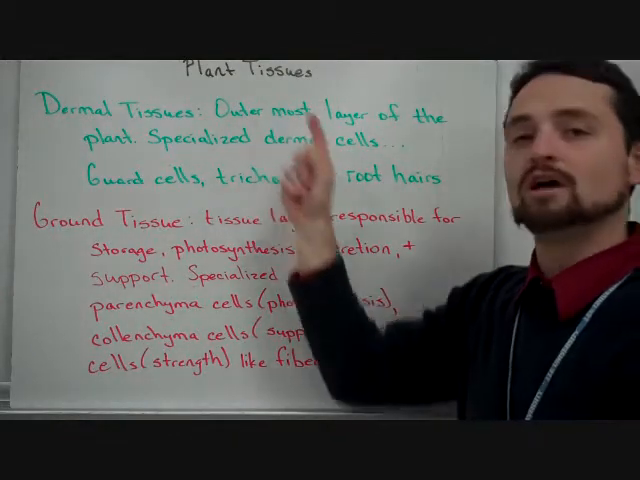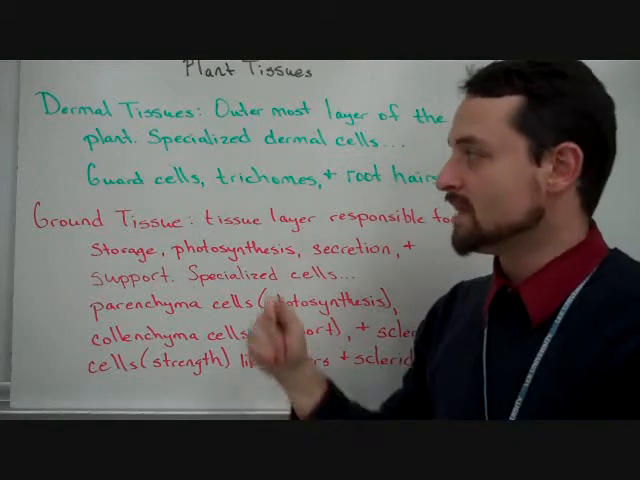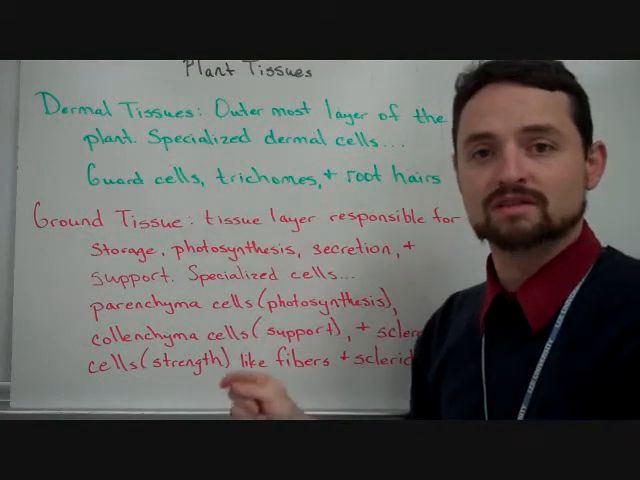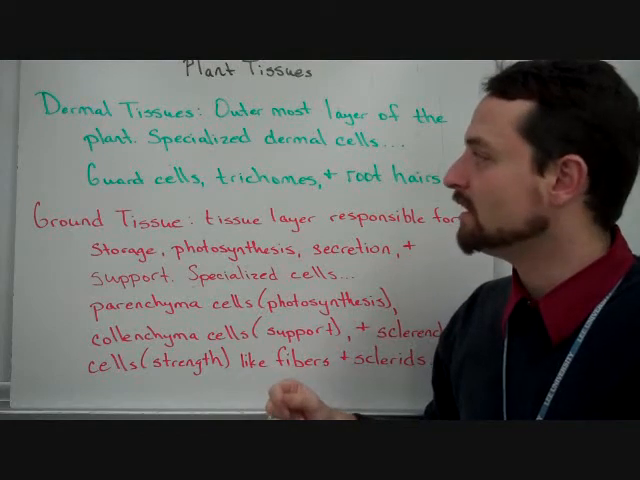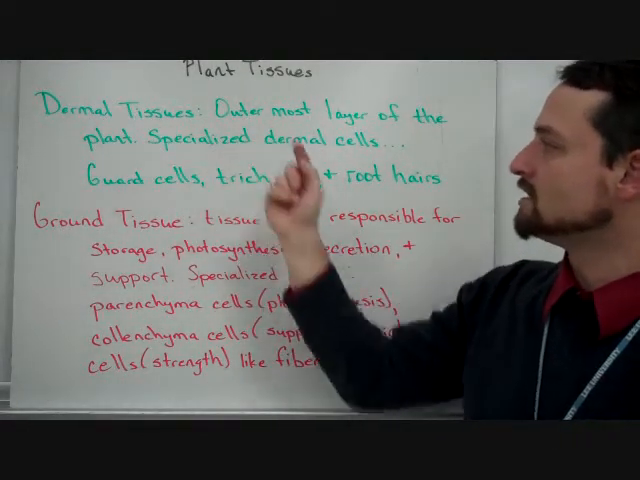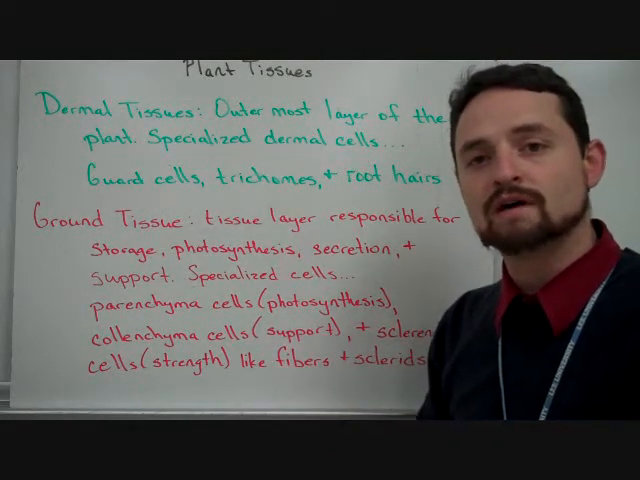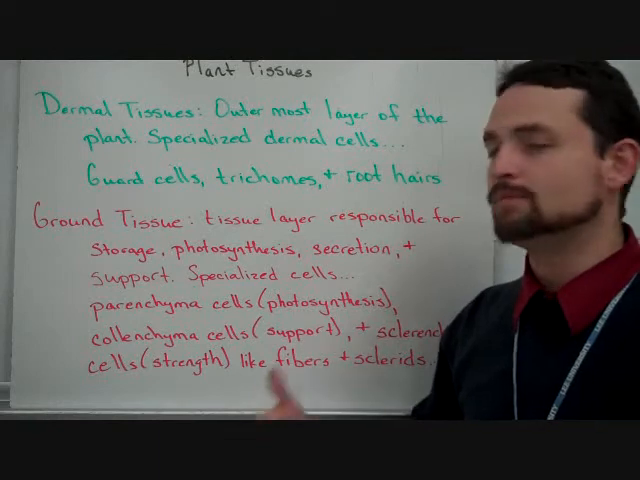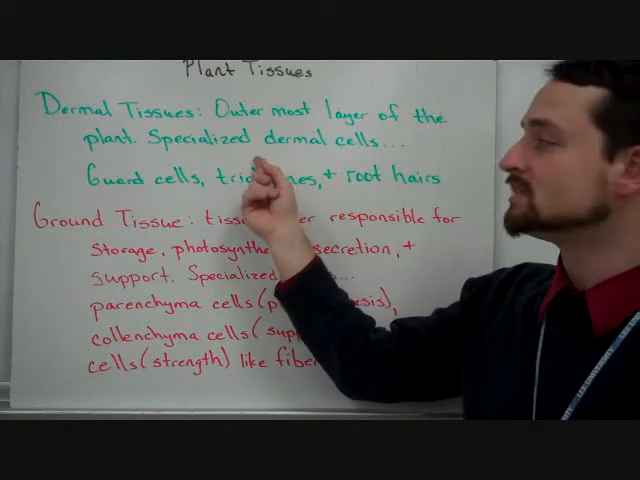The next thing we want to look at are the plant tissues. And there are meristems that will develop all three of these different types of tissues as that plant goes through primary and secondary growth. You've got dermal tissues, which is that outermost layer of the plant. Many times this will be covered in a cuticle or covering to protect it and to keep from water loss, stuff like this. There are some specialized dermal cells.